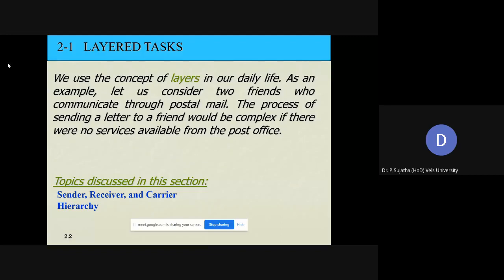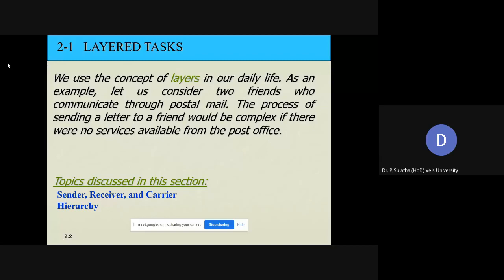Before discussing the OSI reference model, you should know the concept of layered architecture. What do you mean by layer? In our day-to-day life, we face layered architecture only. To understand layered architecture in a better way, I'll give one real-time example.